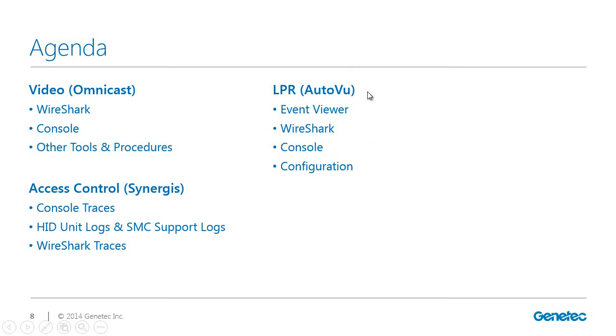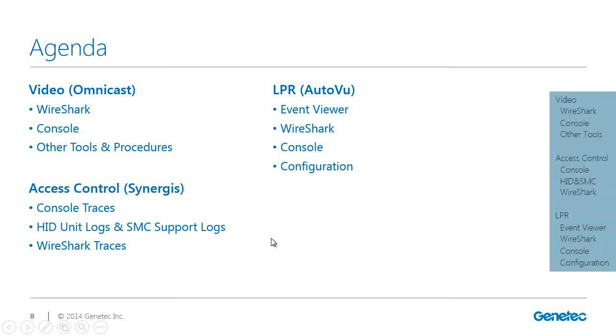Last, we're going to take a look at the LPR side of things, starting with the event viewer, and we're going to move on to what we can use a Wireshark trace for, and then what we can use the console for. And the main part of the section here is going to be for configuration, so your most common configuration issues that can cause problems on your LPR system.